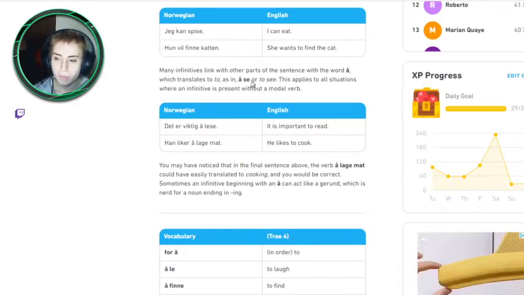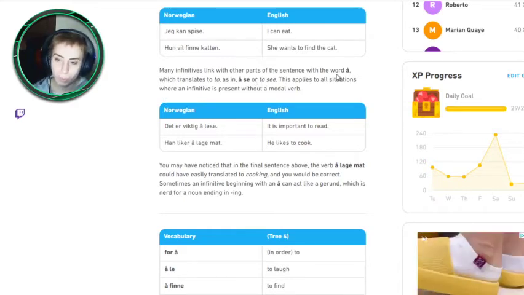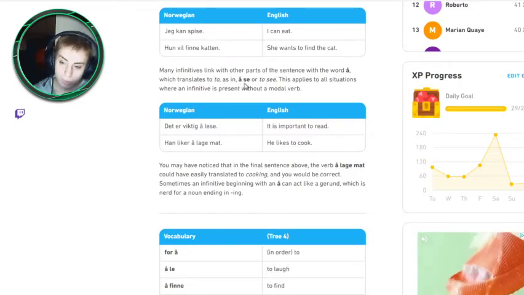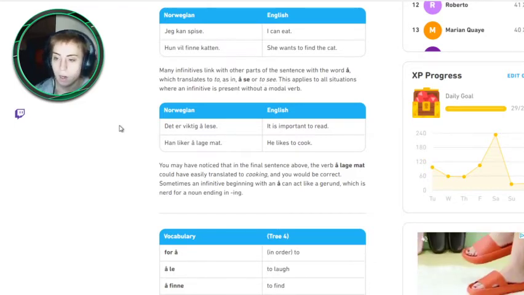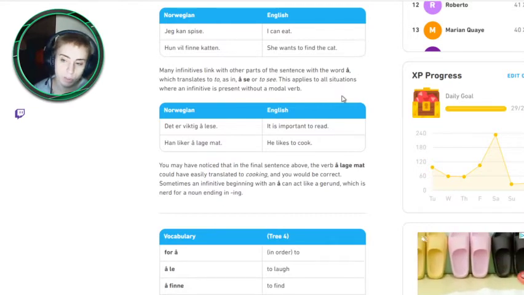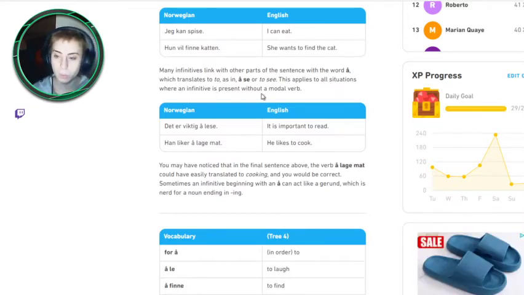Many infinitives link with other parts of the sentence with the word å. So, å se, to see. This applies to all situations where an infinitive is present without a modal verb. So, dette er viktig å lese. There are no other verbs in the sentence, so you have to use å at the beginning of the verb, å lese.